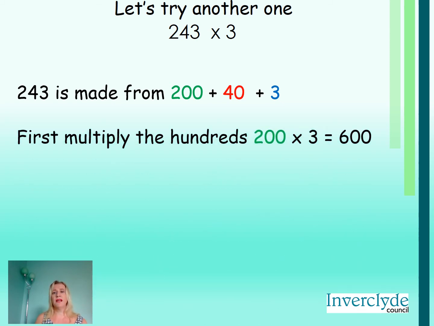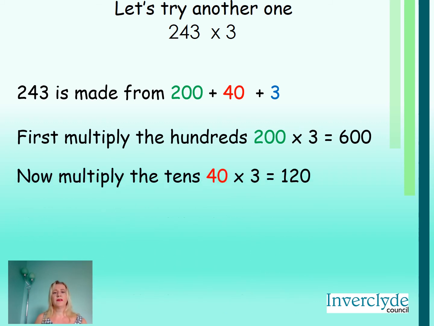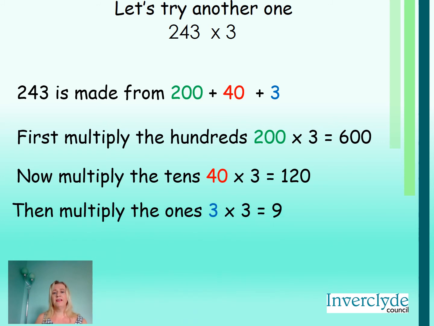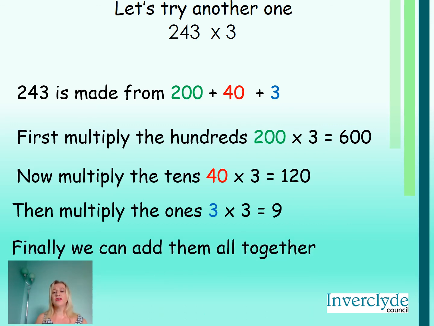First, I can multiply the 200 by 3 to give me 600. Then I would multiply the 40 by 3 to give me 120. And finally, I would multiply 3 by 3 to give me the answer of 9. All that's left to do now is to add them all together. 600 plus 120 is 720, and another 9 is 729. I hope that's the answer that you got when you tried to work it out.